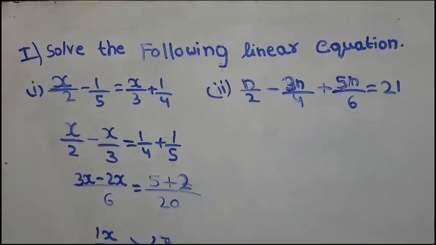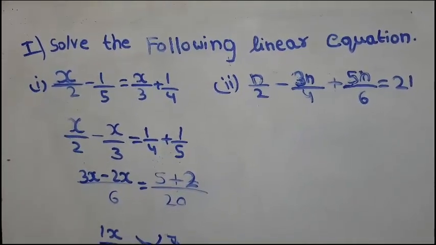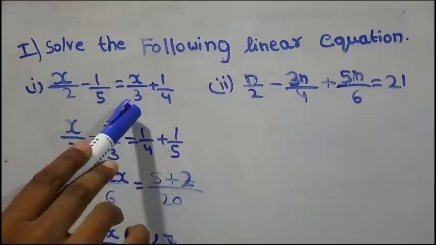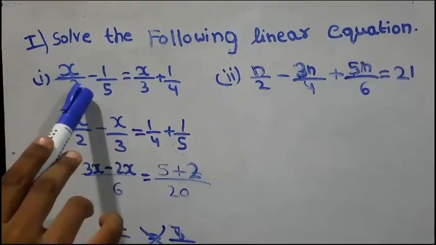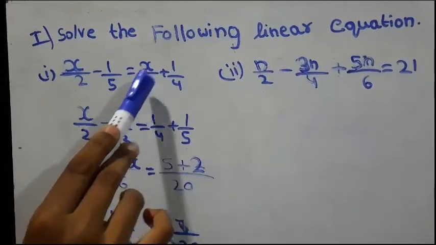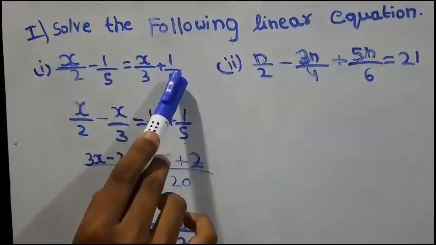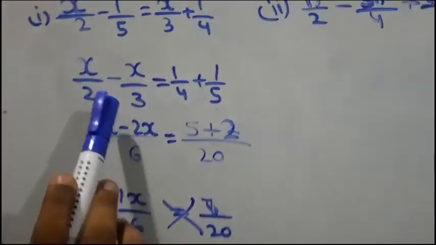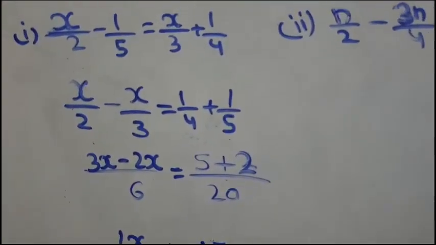Today's topic is algebra expressions. Onwards, first question I will explain. The question is x by 2 minus 1 by 5 equals x by 3 plus 1 by 4. First step, we have to separate what are the variables and what are the constants.